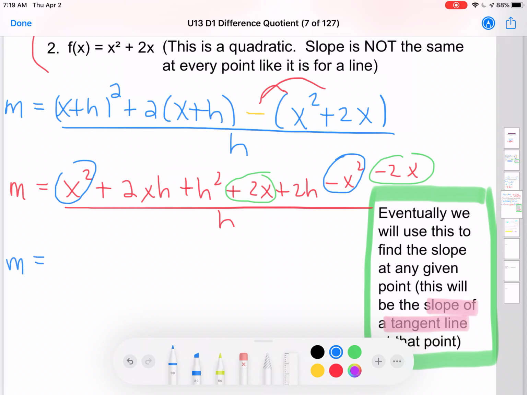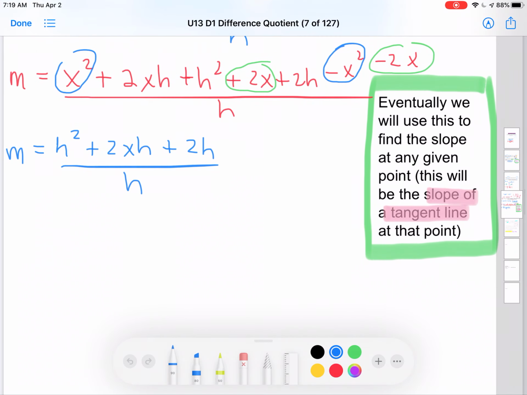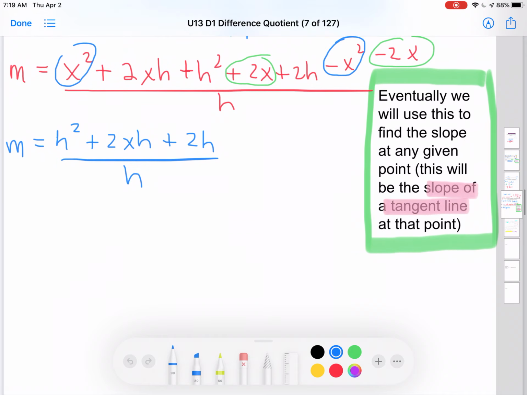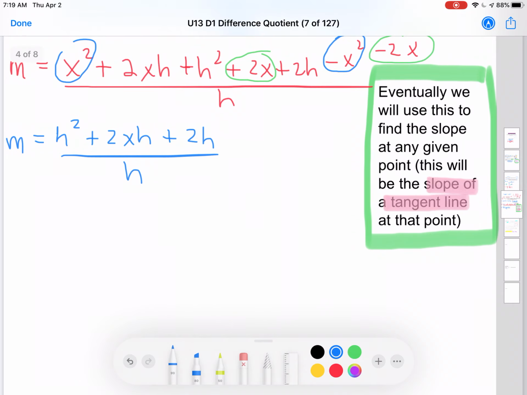Okay, so m equals, we can go in descending order of powers if we want. So h squared plus 2xh plus 2h all over h. Okay, from here you can reduce just by dividing through by h, or I think some of you like to factor out the GCF. So take out an h on top, and I'm left with h plus 2x plus 2.